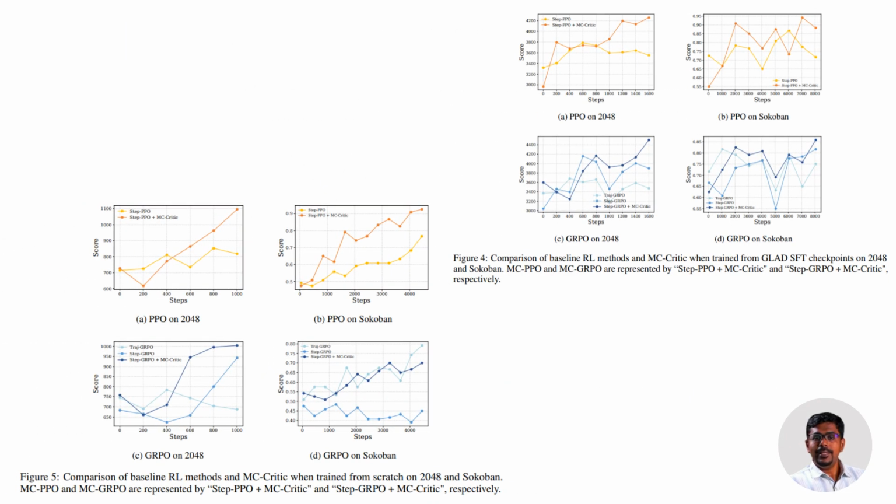Then comes the test. They train a 4B parameter model on two very different worlds: 2048, long, stochastic, unforgiving; Sokoban, deterministic, sparse rewards. The result? GLAD alone crushes open source baselines. GLAD plus MC-Critic rivals closed source models. Even more impressive, the agent generalizes to unseen boards, rules, and symbols. This isn't memorization, it's learned foresight.